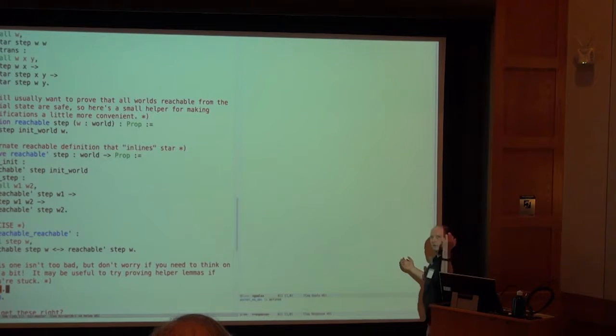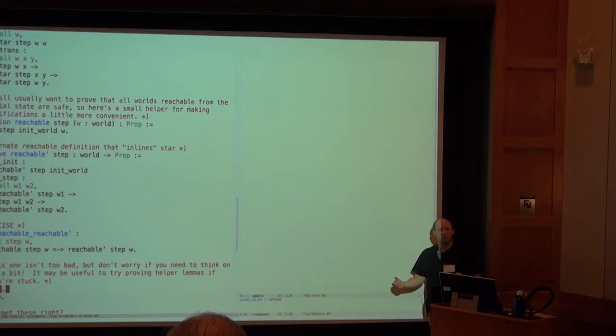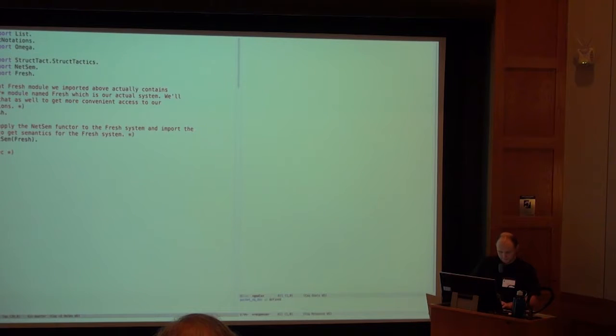But at a high level, we have some semantics, right? We can talk about the set of states that a distributed system could ever enter, right? Which means we can prove things about distributed systems now. So let's try to prove something about our fresh system.